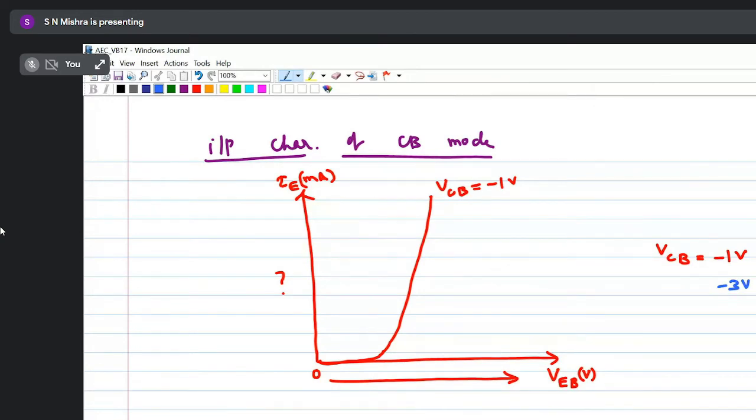Now, when I increase VCB, graphically, if I want to plot the same way, the characteristic also will see, but the graph will shift upward or downward. Current is increasing means, sir, upward. That means slope is enhancing. So the next graph will be like this. The next graph will be like this.